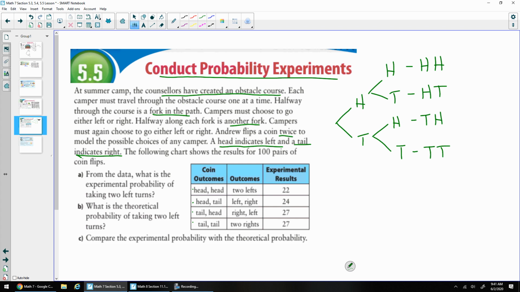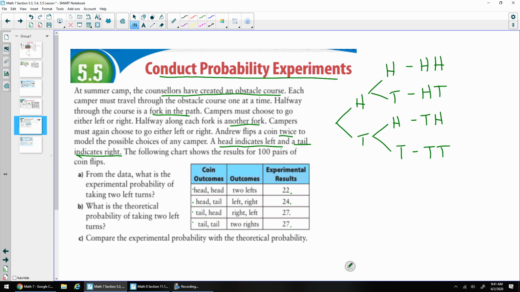When he flipped the coin, 100 pairs of flips, he had 22 pairs of flips that were heads and heads, 24 pairs that were heads and tails, 27 pairs that were tails and heads, and 27 pairs that were tails and tails. If this was theoretical, if it was totally split evenly, you would expect 25 from each. But in experiments, it doesn't always work out exactly that way. It's close, but it's not exact.